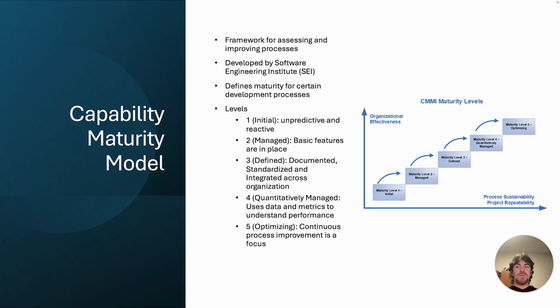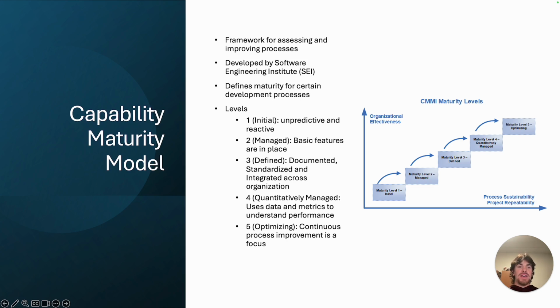And last, we move into the Capability Maturity Model, which I mentioned on a previous slide. It's a framework for assessing and improving software development processes. Developed by the Software Engineering Institute, the CMM defines 5 levels of maturity for an organization's software development processes. Level 1 is initial. Processes are unpredictable and reactive. Success depends on individual effort, not standardized practices.